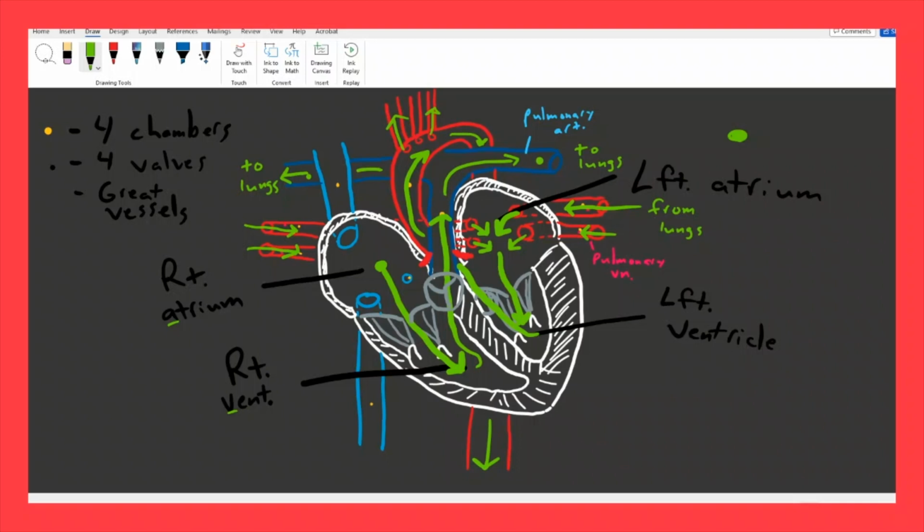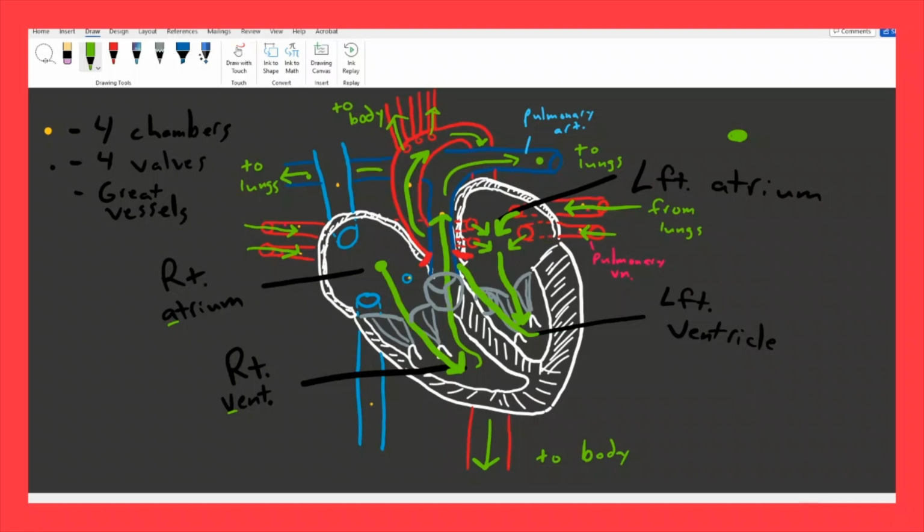So the blood comes back from the lungs into the left atrium. Left atrium contracts, shoves it through the left AV slash mitral valve into the left ventricle, which contracts and forces the blood through the aortic semilunar valve into the aorta, another one of those great vessels. And from the aorta, where are we going? To the body, to systemic circulation. That's what we always say. To the body.